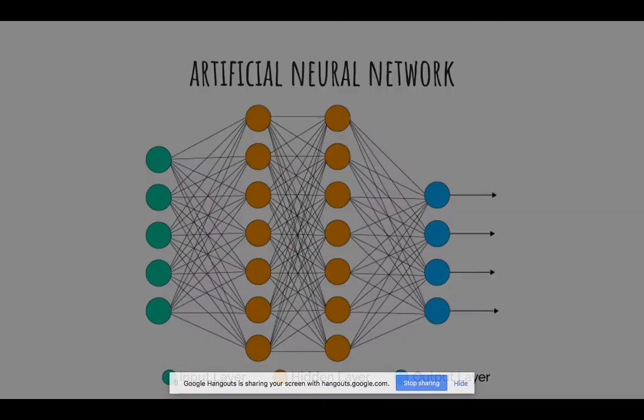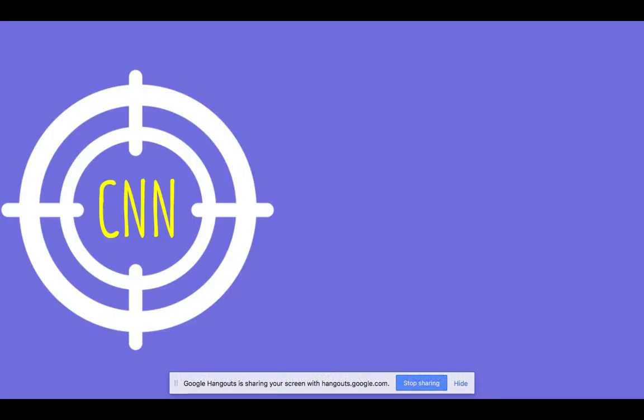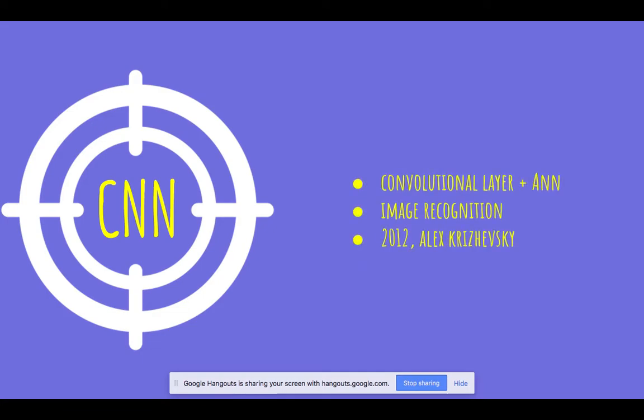Now that we have the basics, let's focus on our main topic, which is convolutional neural networks, or CNNs. CNNs are not so scary as they might sound. They are basically artificial neural networks, but they have an additional type of layer, which is the convolutional layer.